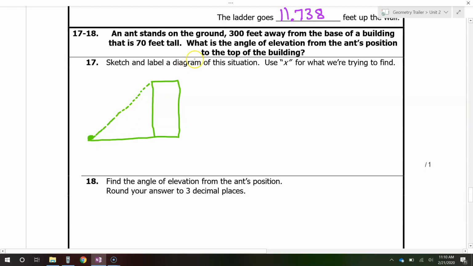So let's put some numbers in there. The ant is 300 feet away from the base of the building. So that means that this is 300 feet right here between the ant and the base of the building. The building is 70 feet tall, so that means this height is 70. Straight up and down, so the 90-degree angle goes here. What is the angle of elevation from the ant's position? So the angle of elevation will be right here. Okay, so this is the picture.